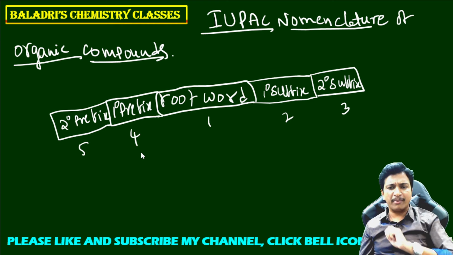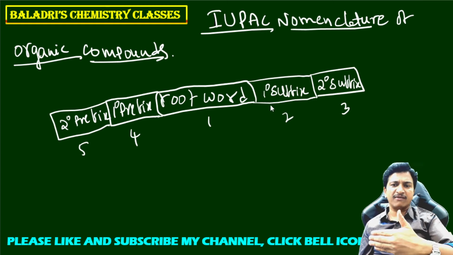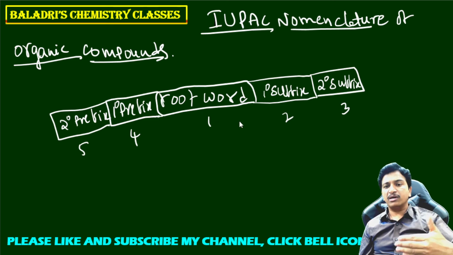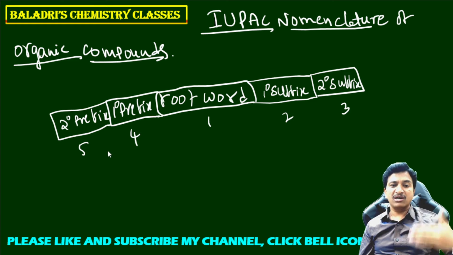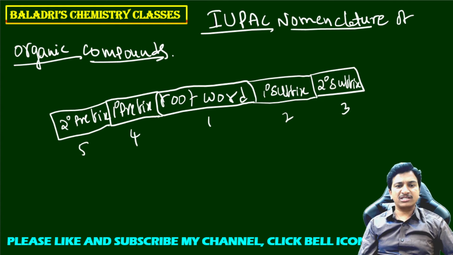If only hydrocarbons are there, let us take only carbon and hydrogen, then root word and primary suffix are enough. Now after knowing this skeleton of 5 terms, what is the root word, what is the primary suffix, what is the secondary suffix, and what is the primary prefix and secondary prefix, one by one we will come across. Now come to the next slide.